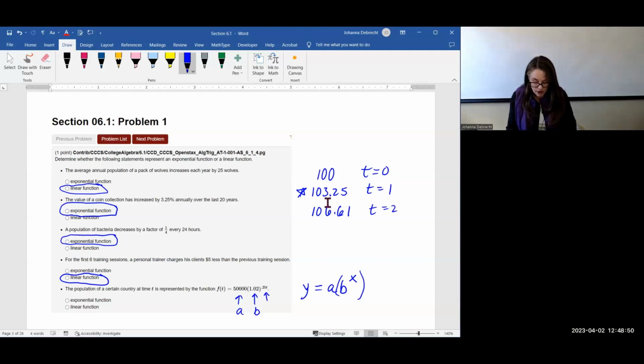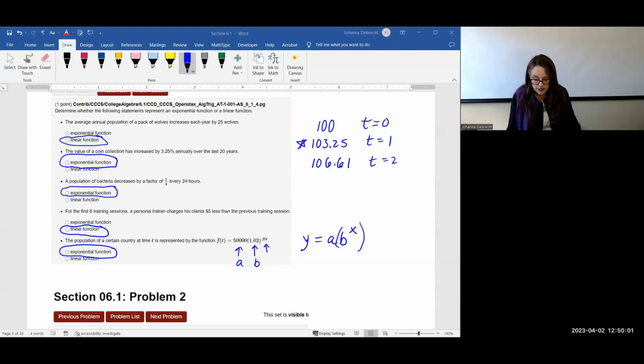So I've got 1.02 as my growth factor. And this one is going to be exponential. Right? So hopefully this made sense to you. Let's move on to some other ones that are very similar.